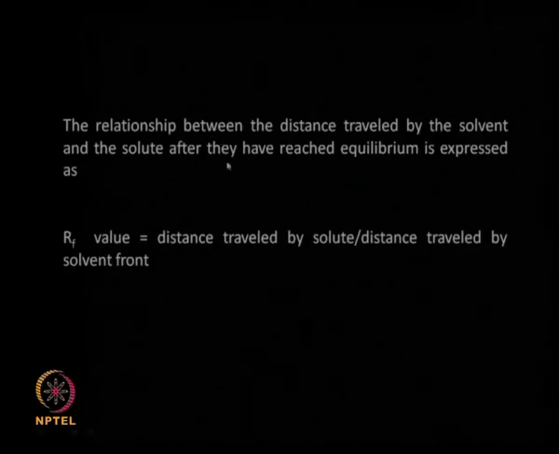So the relationship between the distance travelled by the solvent and the solute after they have reached equilibrium is represented as the RF value. So RF is nothing but the distance travelled by the solute divided by the distance travelled by the solvent front. So by looking at this ratio, we can tell how far the solute will travel with respect to the movement of the solvent. So different components will have different RF values.